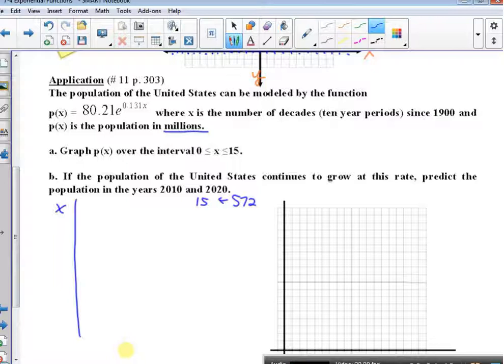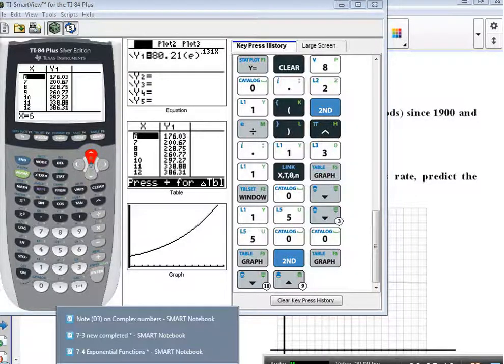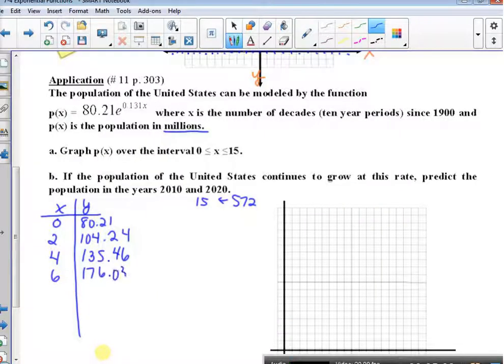So I'm going to go and look here at 0 was about 80.21. And I'm going to go maybe by 2's here. 2 is 104.24. 4 was 135.46. 6 is, I have to go back and check that one out. Six is 176.03. And we know 15 was 572. So 8 was 228.75. And then 10 is 297.3. And I just need to get 12 and 14.